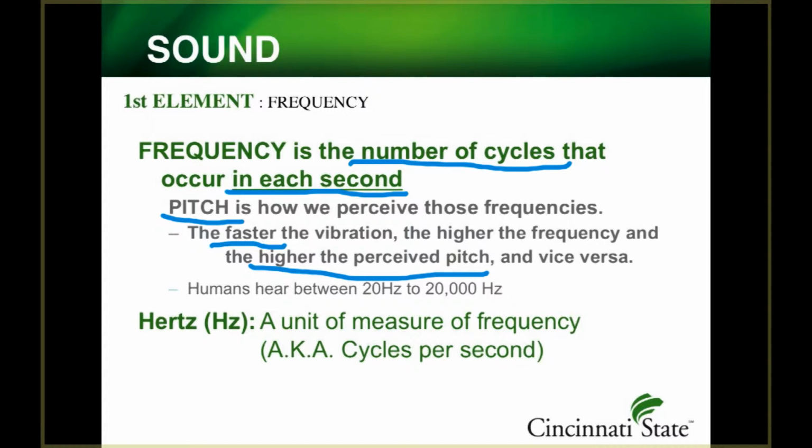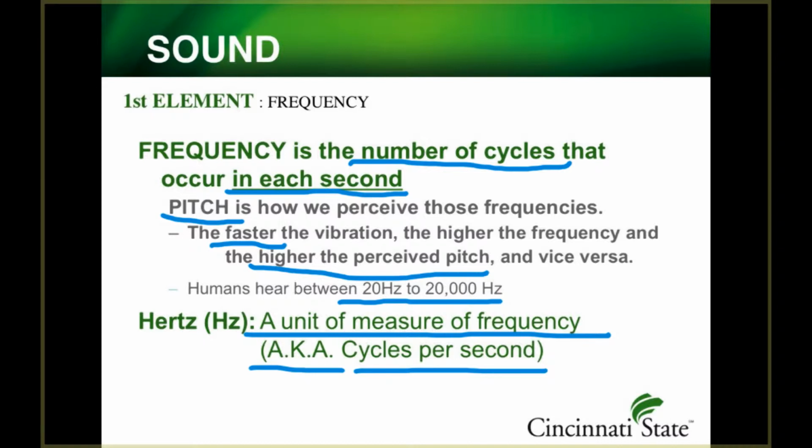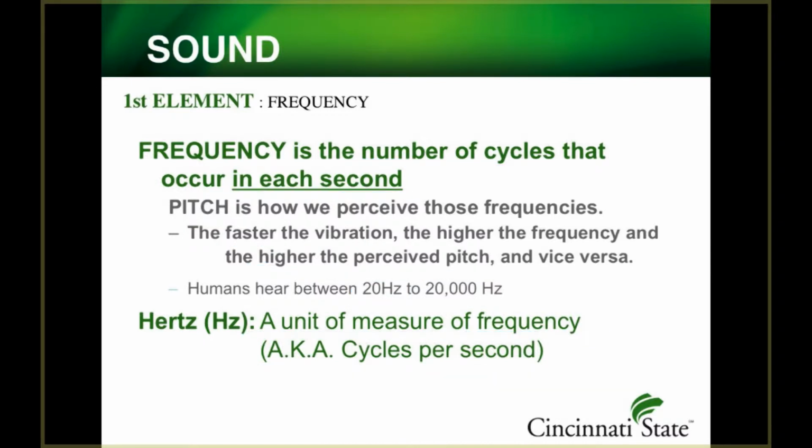Human hearing goes between 20 hertz and 20,000 hertz. Now, what is a hertz? A hertz is a unit of measure of frequency, also known as cycles per second. So, if something is 20 hertz, that means there are 20 cycles per second. If there are 20,000 hertz, that means there are 20,000 cycles per second. If you have something less than 20, we don't hear it. If you have something more than 20,000, we also don't hear it.